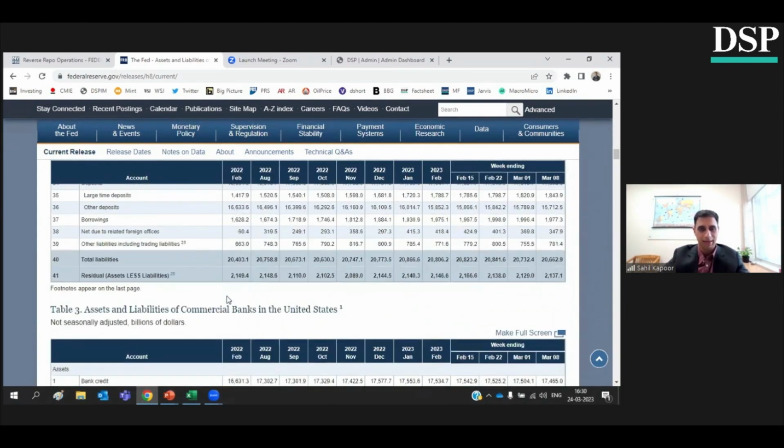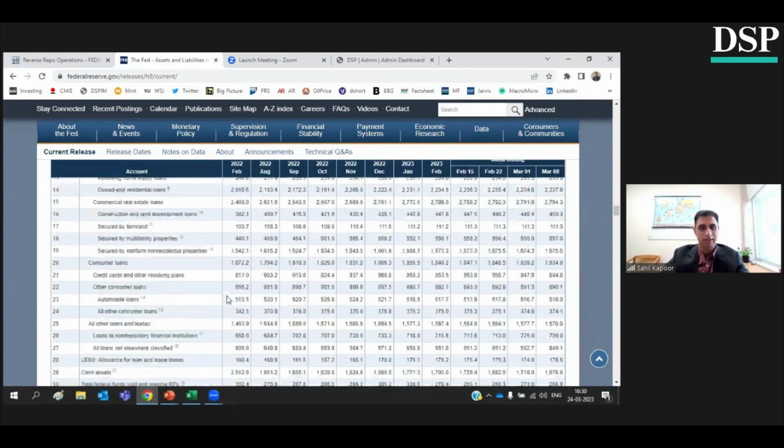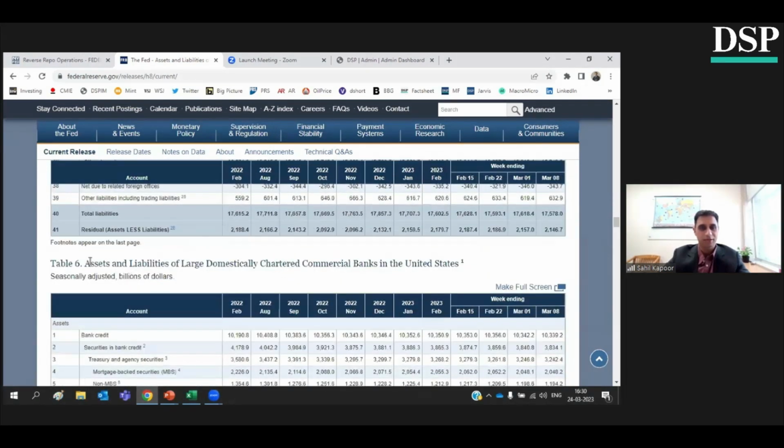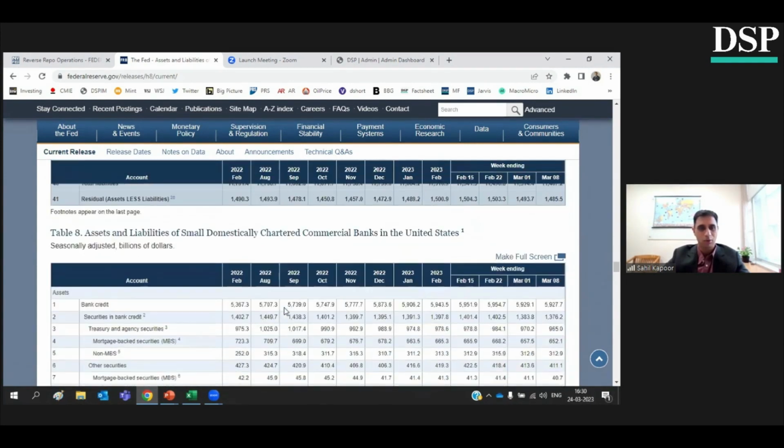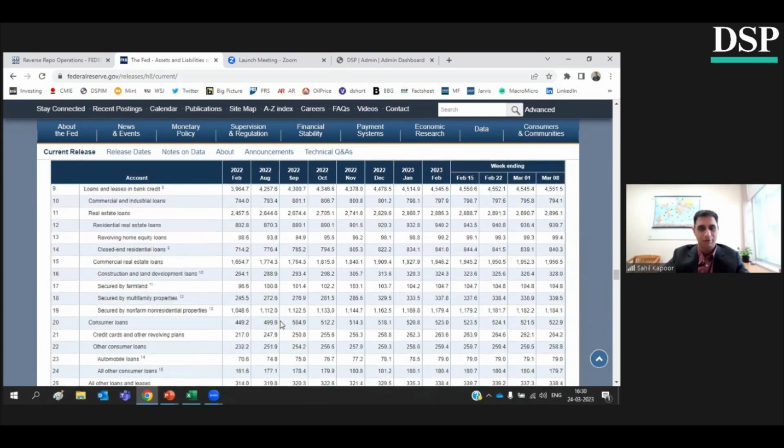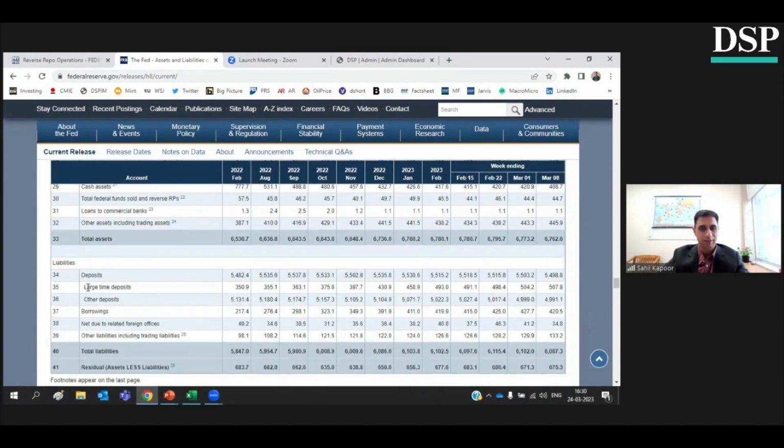So if you keep tracking this data, if you scroll down, there is a screen which will tell you the share of assets and liabilities of large domestically chartered commercial banks, for the likes of BofA and JP Morgan. We are not interested in that. We want to go and see the assets and liabilities of small domestically chartered banks. And we want to see what's happening with their deposits. So if you look at this segment, deposits, it's at 508 billion of large time deposits and other deposits at about $5 trillion. We want to see how fast or slow these numbers are moving, right?